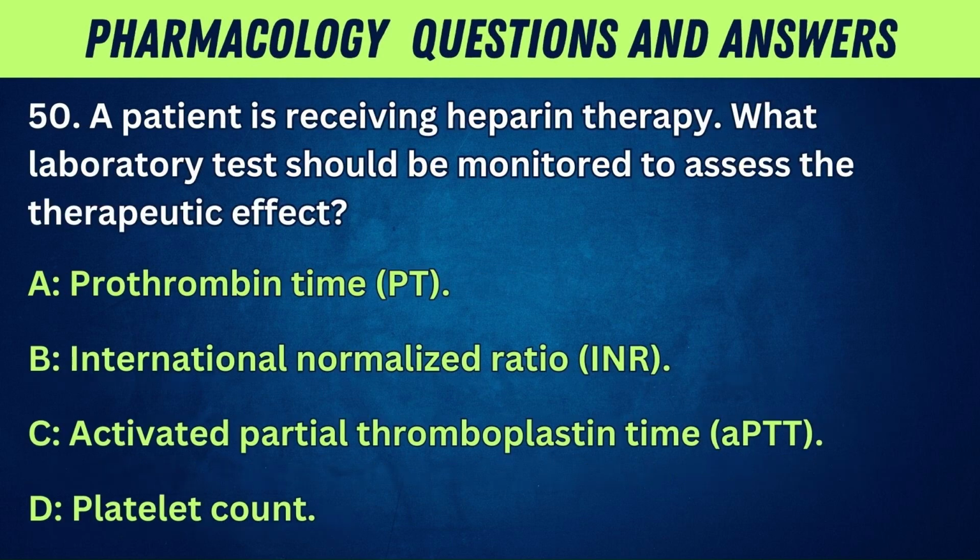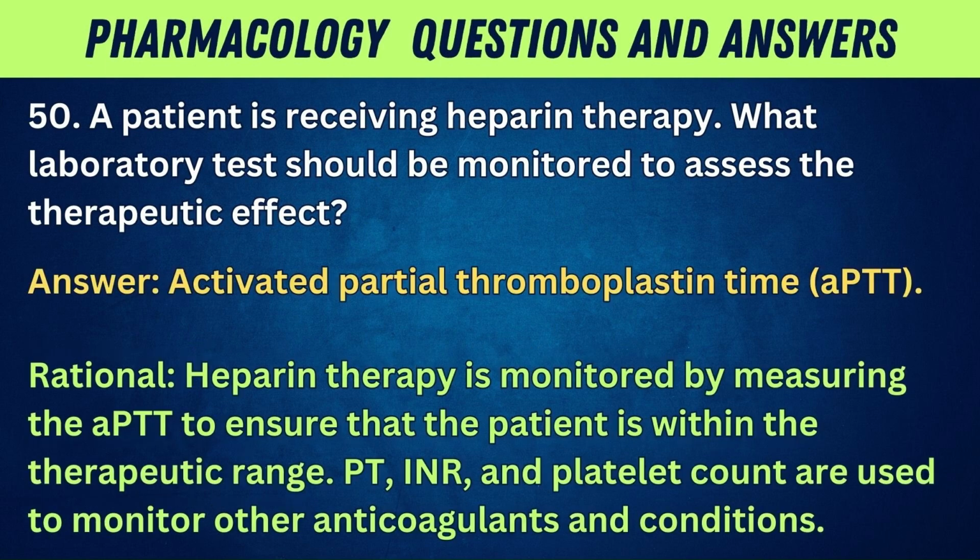50. A patient is receiving heparin therapy. What laboratory test should be monitored to assess the therapeutic effect? A. Prothrombin time, PT. B. International Normalized Ratio, INR. C. Activated Partial Thromboplastin Time, APTT. D. Platelet count. Answer: Activated Partial Thromboplastin Time, APTT. Rationale: heparin therapy is monitored by measuring the APTT to ensure that the patient is within the therapeutic range. PT, INR, and platelet count are used to monitor other anticoagulants and conditions.